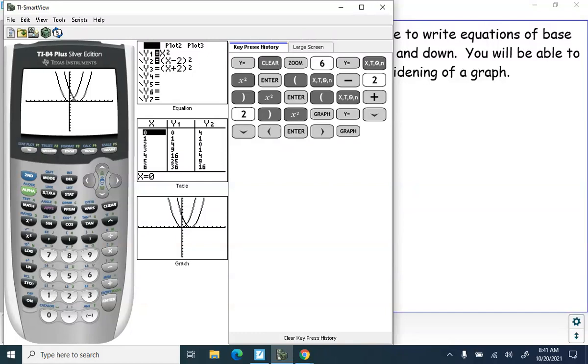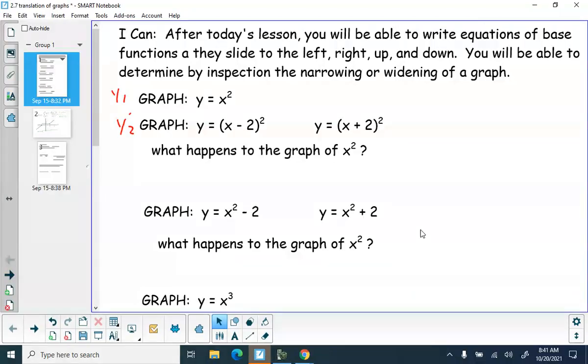They look the same, except for what has occurred to the second graph. What has occurred to y2? To the right, how many spaces? 2 spaces. So what has occurred is we have slid to the right. Our x squared got slid to the right 2 spaces.